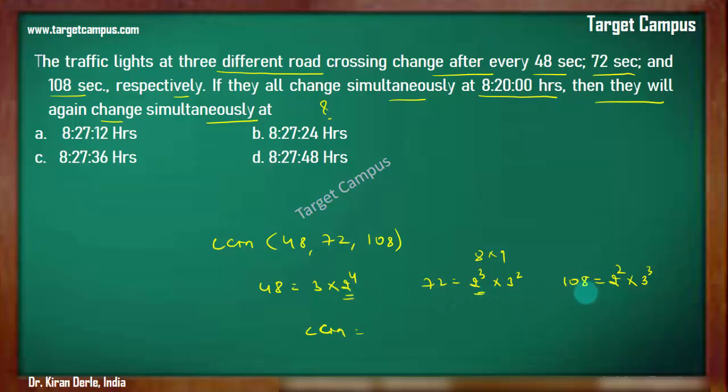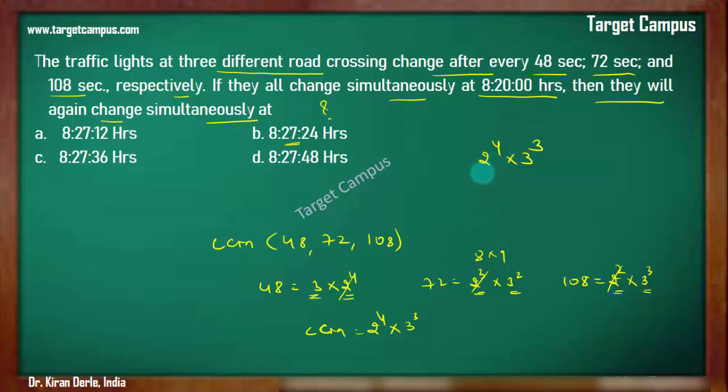First, common prime numbers, highest power of common factors. Highest power of 2 is 4, then for 3 the highest is 3 cube. I hope you are getting this point. So this is the time taken. We have to calculate minutes also. So 2 raised to 4 into 3 cube.